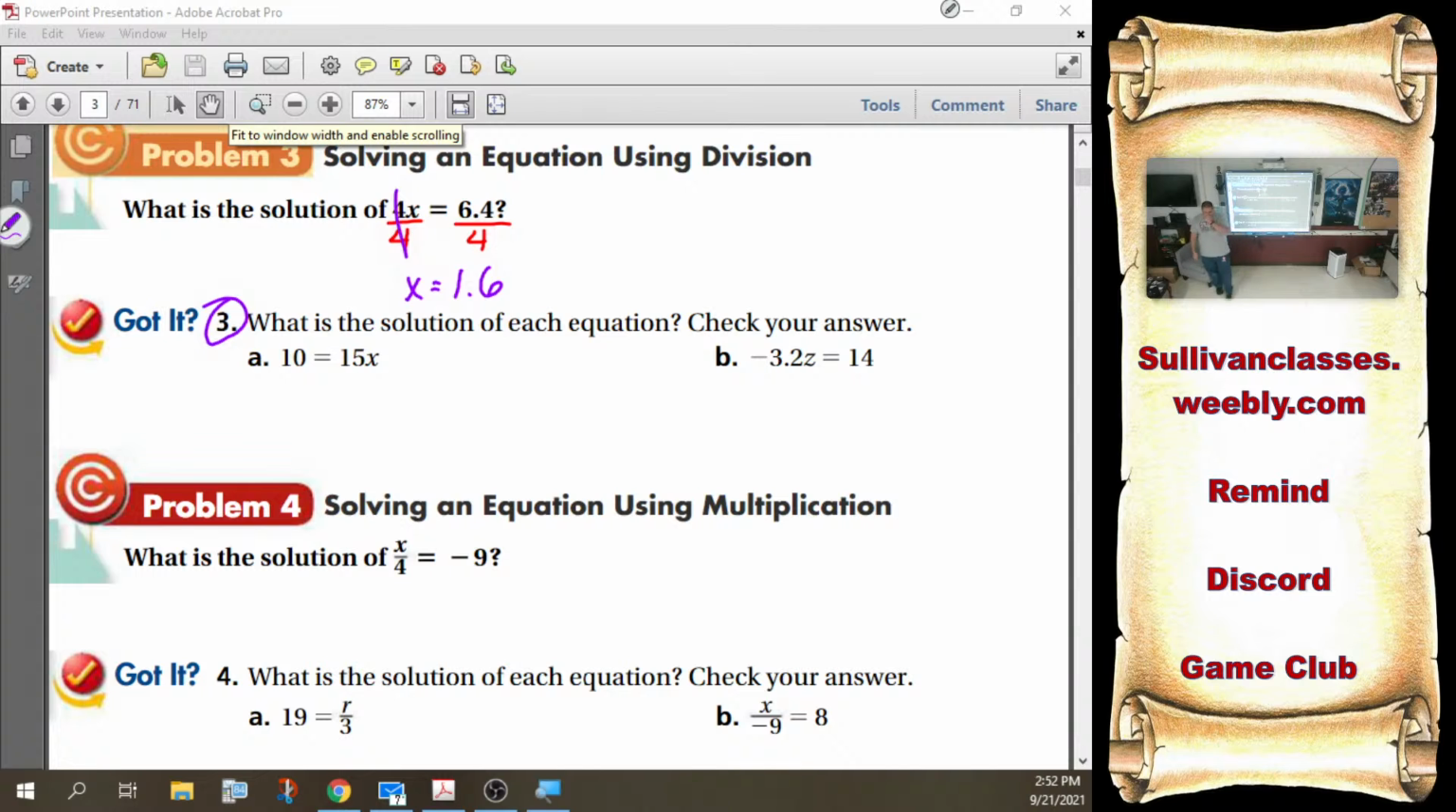Get them. Remember, if they have decimals in the problem, you are allowed to go to decimal town. If they do not have decimals in the problem, you write it as a simplified fraction. If you're more comfortable writing that way, do it.